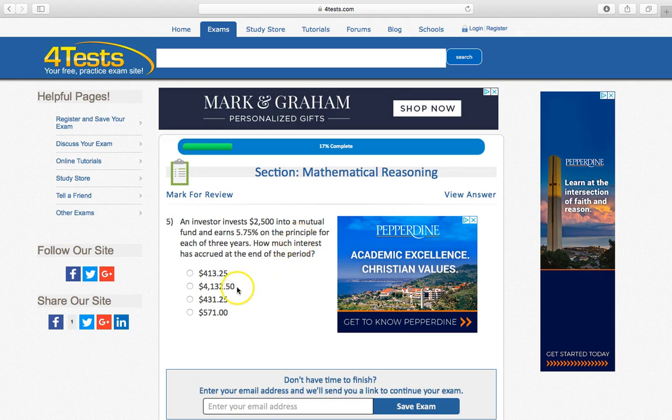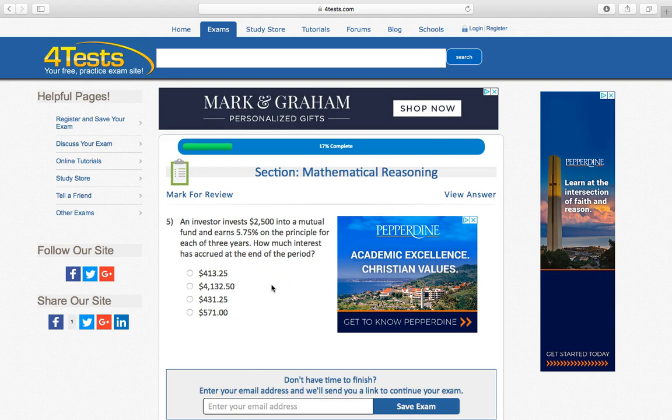So we should immediately be able to eliminate the second answer of $4,000, right? The total is not even going to get that high, so we know there's no way that's right. Okay, so 2,500 times 0.0575 will give us the amount of interest for the first year. And make sure you multiply by 0.0575, not by 0.575. 0.575 is 57.5%, so that would give us a really wrong answer.